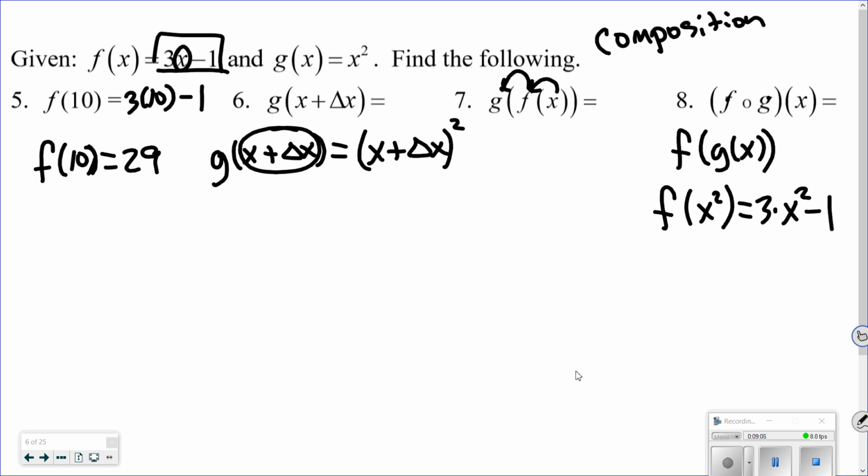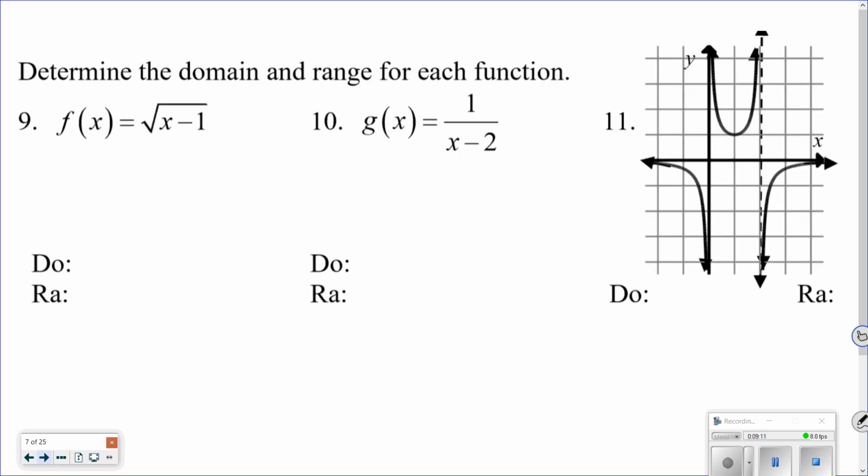So function notation, you need to know how to do that. You need to know how to do composition of functions. That's all really important stuff you need to review. This next part says find domain and range. I'm just going to focus on the domain on these three for now, and then when we get to the graphs, we'll come back and talk about the range a bit.